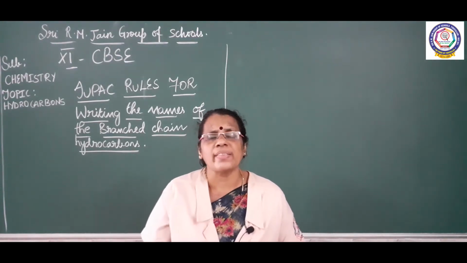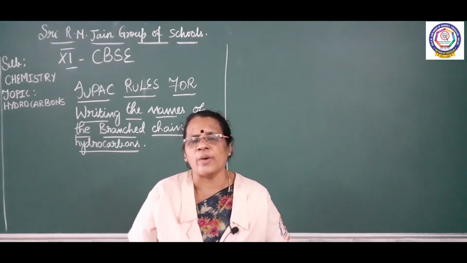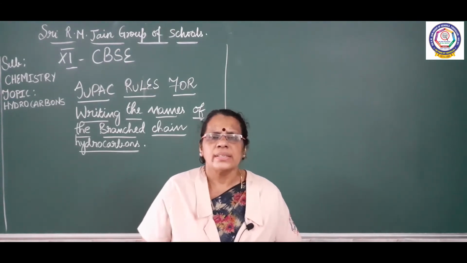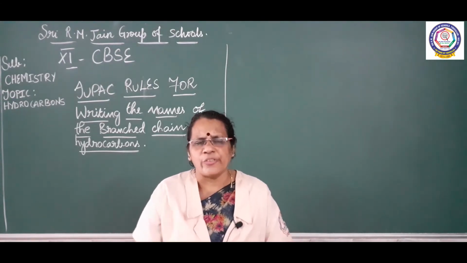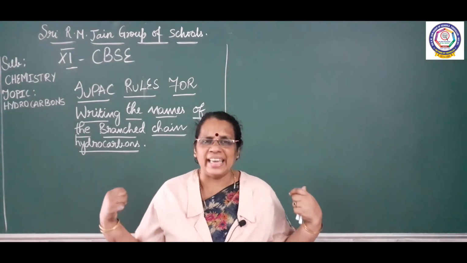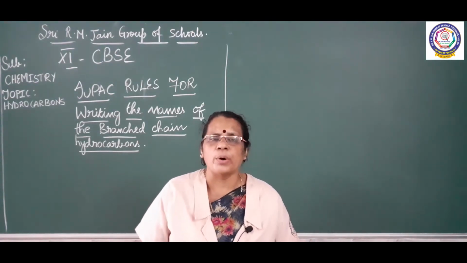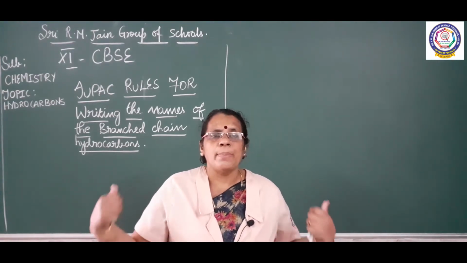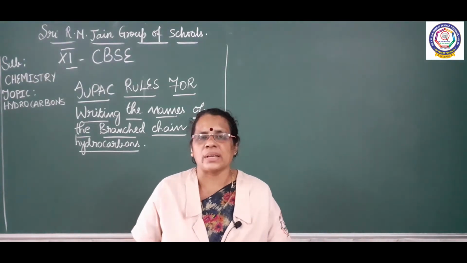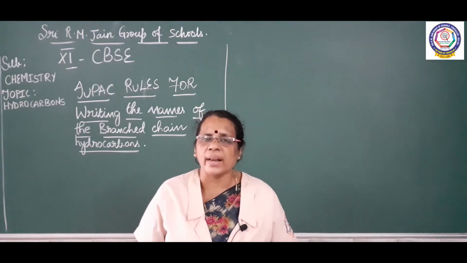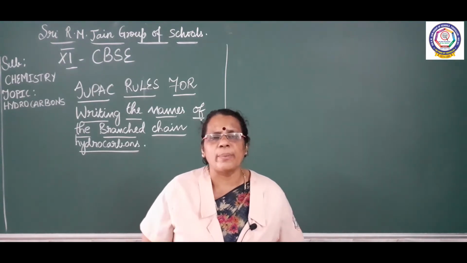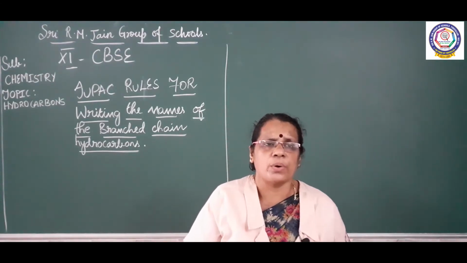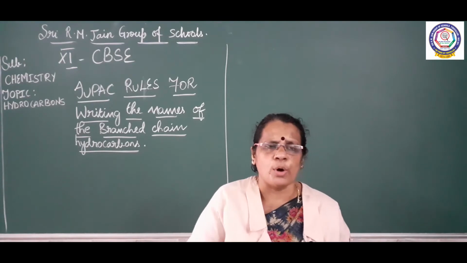So what is that we are going to see? IUPAC. What is IUPAC? International Union of Pure and Applied Chemistry. They are the group of scientists who sat together and framed certain rules for writing the names of the organic compounds. So we are going to see certain rules to write the names of the branched chain hydrocarbons. We have seen the branched chain hydrocarbons where a carbon will have a branch. If a branched chain hydrocarbon is there, how can we name that particular compound? Shall we see, children? Be ready with your notebook.